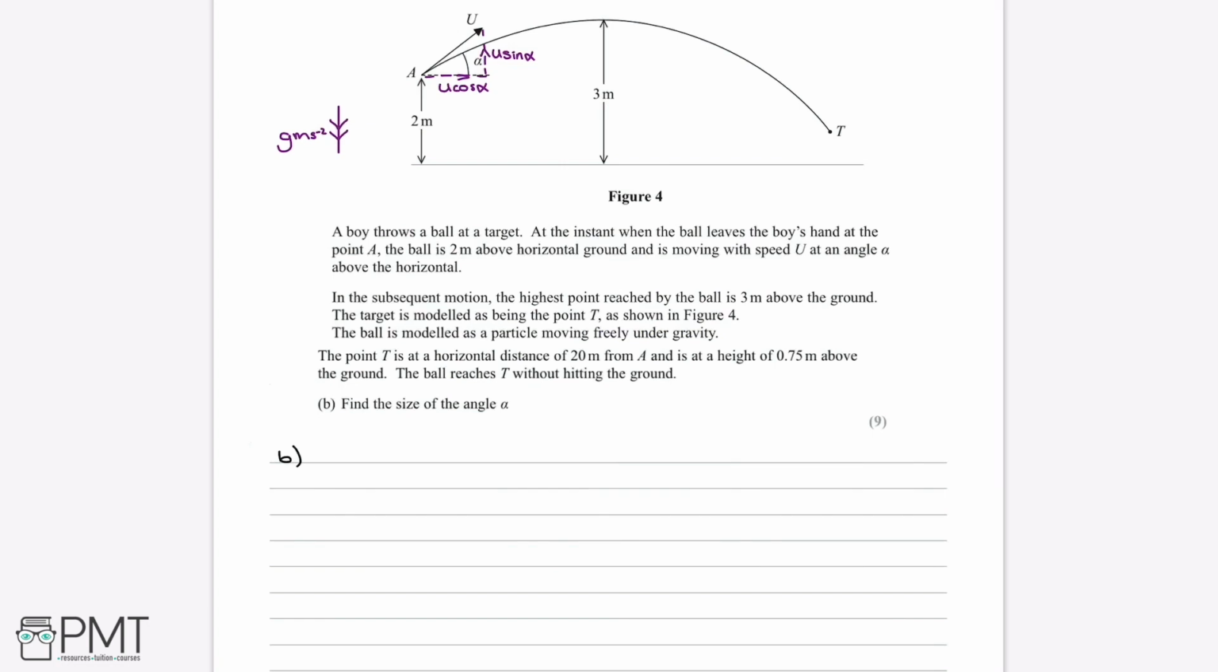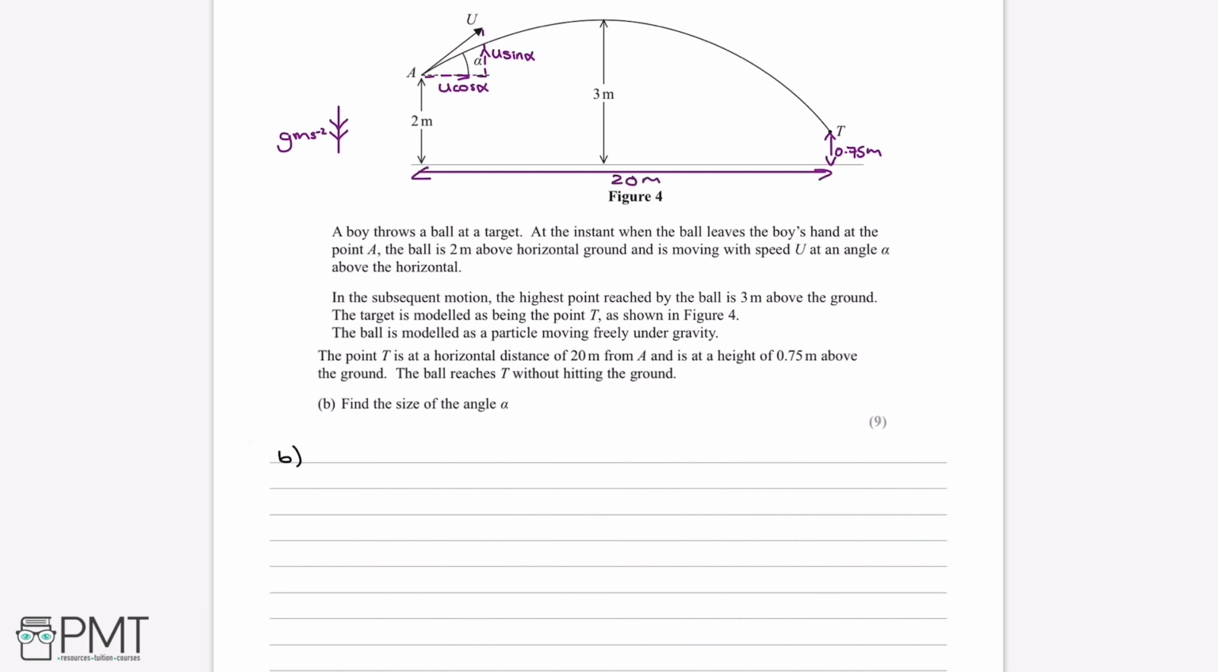The point T is at a horizontal distance of 20 metres from A and is at a height of 0.75 metres above the ground. The ball reaches T without hitting the ground. Part B asks us to find the size of the angle alpha. First of all, if we mark on the information we've been given to the diagram, we know that this distance from T to the ground is 0.75 metres and this distance from A to T is 20 metres.